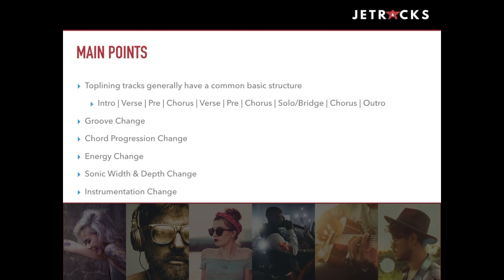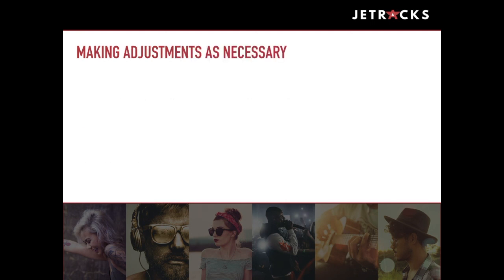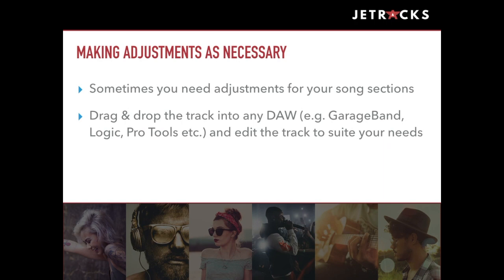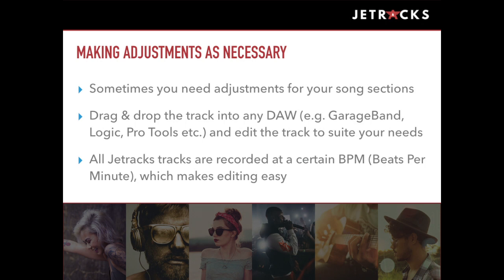Okay, and there's one more section we want to talk about before we wrap, and that's making adjustments as necessary. In some cases, you may need to modify a track that you've licensed through Jetracks because your song needs a couple more verse lines, or because you wrote a slightly shorter chorus that you're really confident in. Well, there's no problem there. All you have to do is drop the track in any DAW, regardless of the file type you are using. And you can easily use your DAW to start editing the track to suit your needs. All Jetracks toplining tracks are recorded to a metronome, so there will never be an issue if you need to do some splicing or editing to suit your song perfectly.